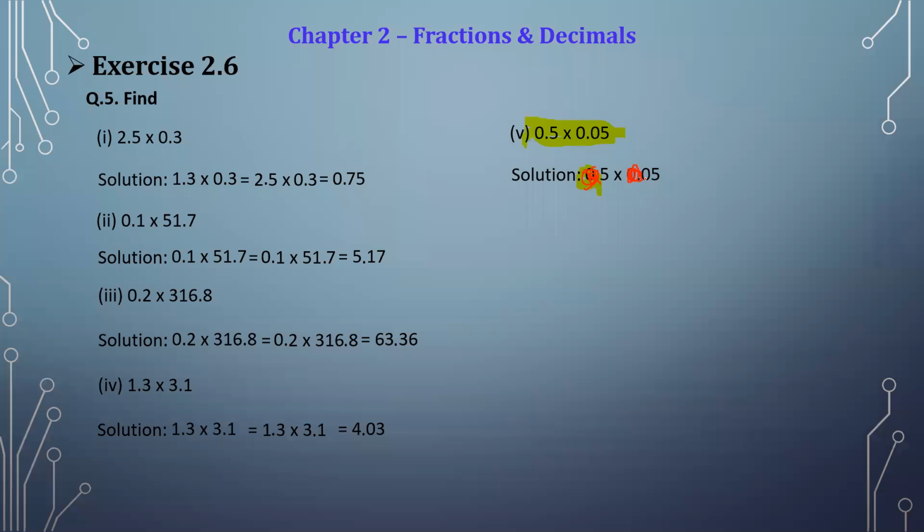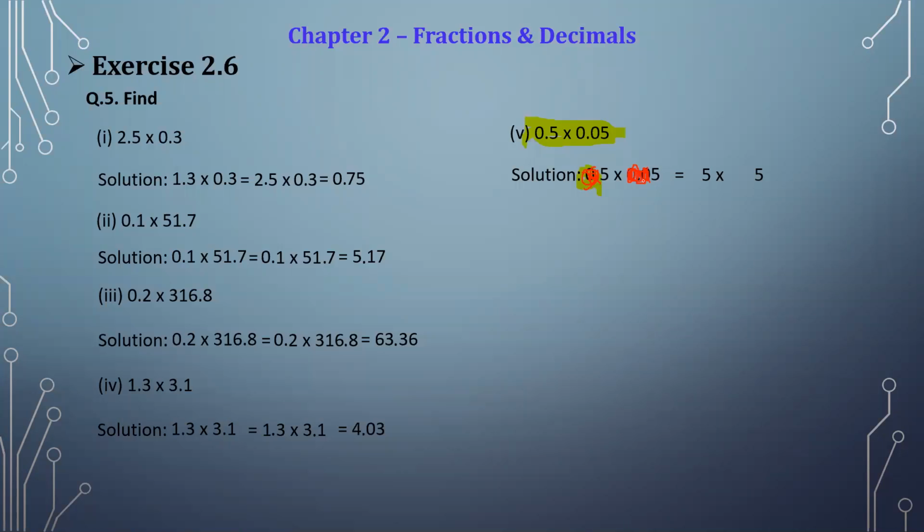Now we got the number like this, 0.5. I think it is not necessary to denote that 0, so you can also indicate it as only 5. Whether you write 0.5 or 5, the same meaning is there, that means the value is not going to change. So we are getting the multiplication like 5 into 5.